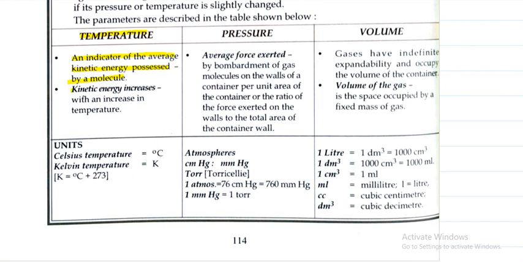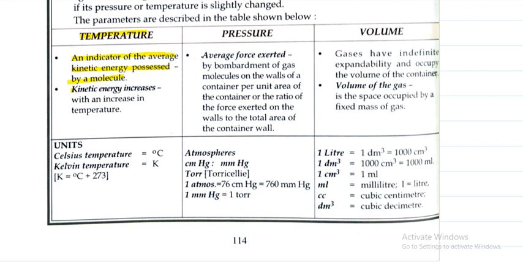What is kinetic energy? Whenever a particle moves, it gets some kinetic energy, and we know that in a gas the particles always move, so the particles always have kinetic energy. That kinetic energy is what the temperature shows. So temperature is the indicator of the kinetic energy.